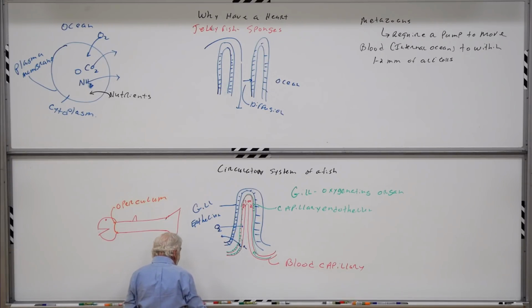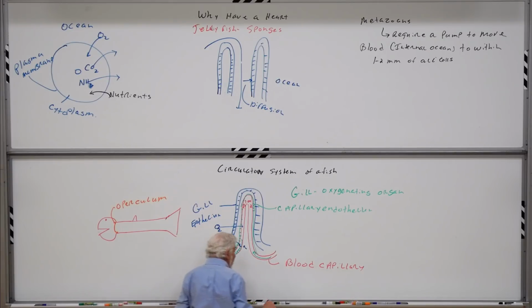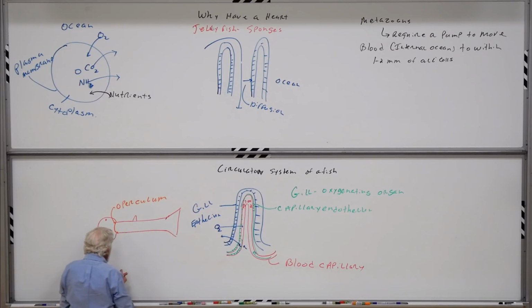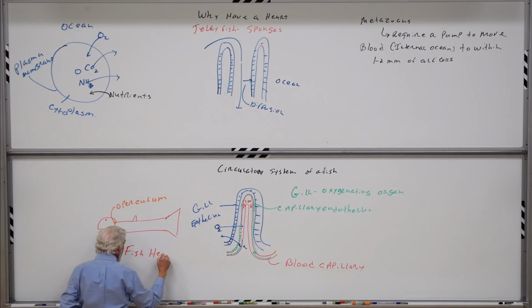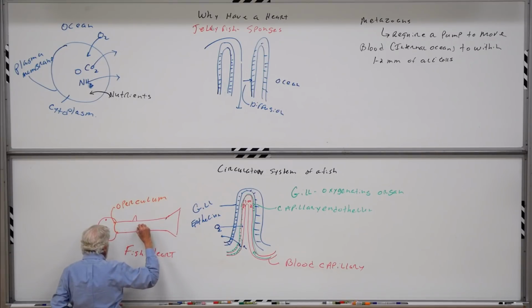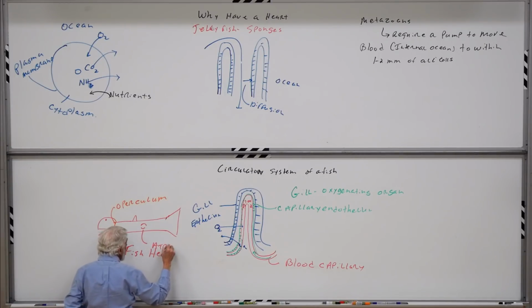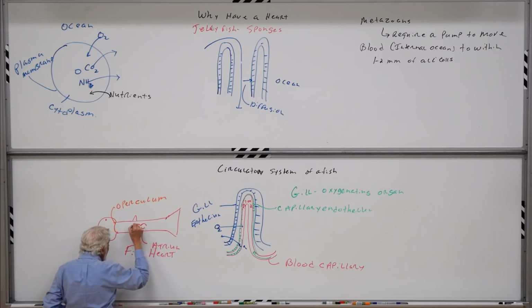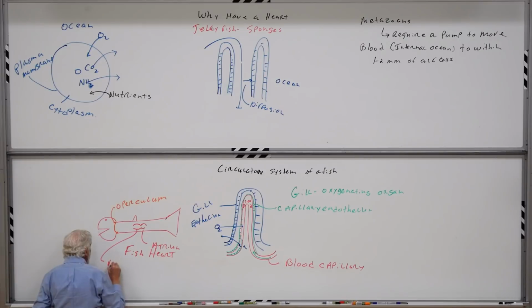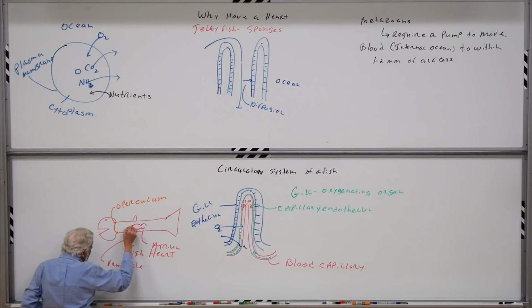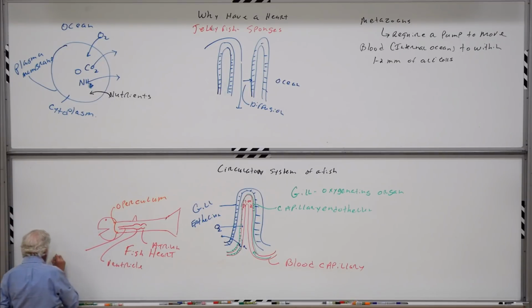But if we ask the question, how do we move blood through that system, then we have to describe the fish heart. The fish heart is composed of an atrium, and connected with that a much thicker walled structure called a ventricle. Coming out of the ventricle is a single tube that carries blood to the gills.